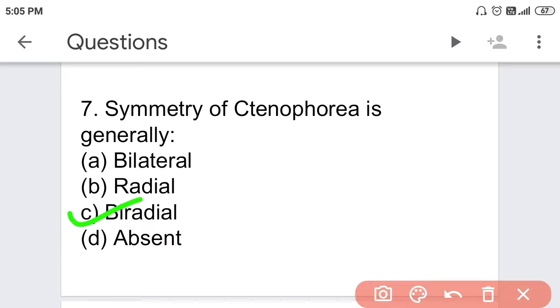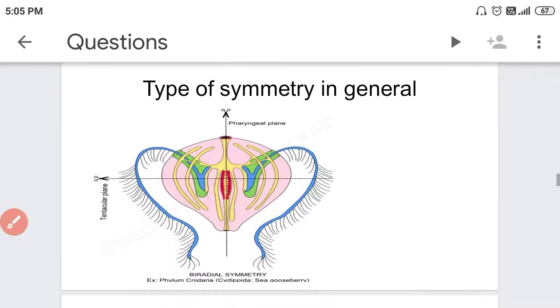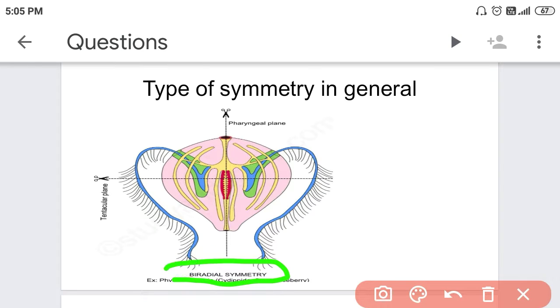So how does biradial symmetry look? Let's see in the figure. So this is what we call biradial symmetry. Besides biradial symmetry, there are other types of symmetries which occur in metazoans, that is, higher animals. Metazoa means higher animals.